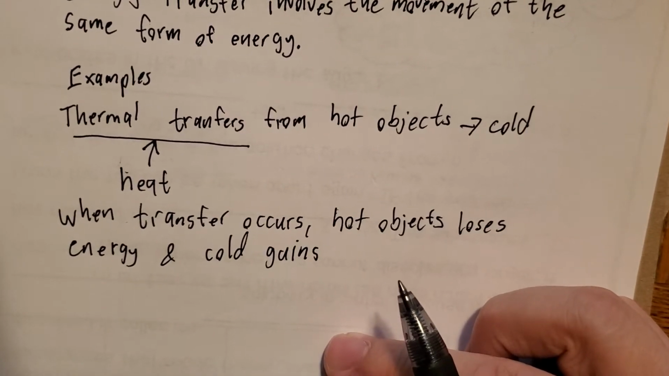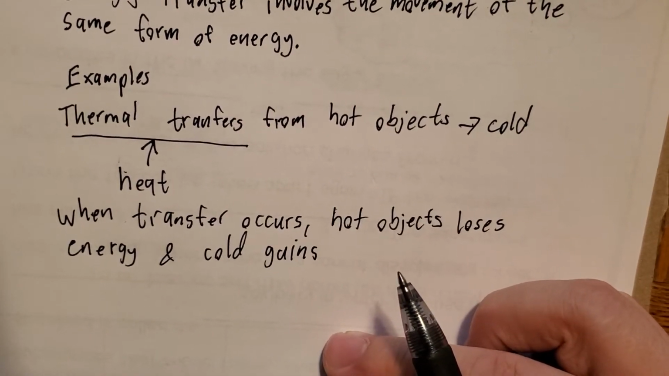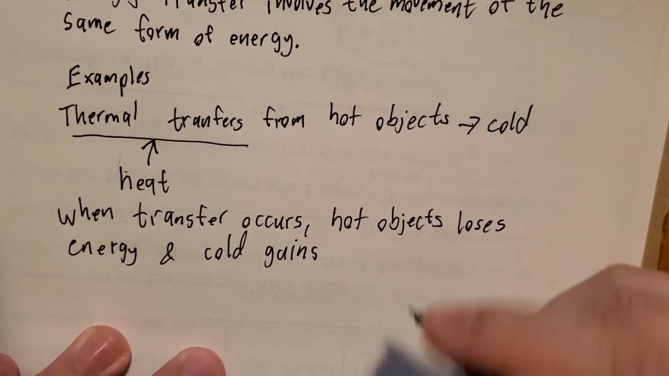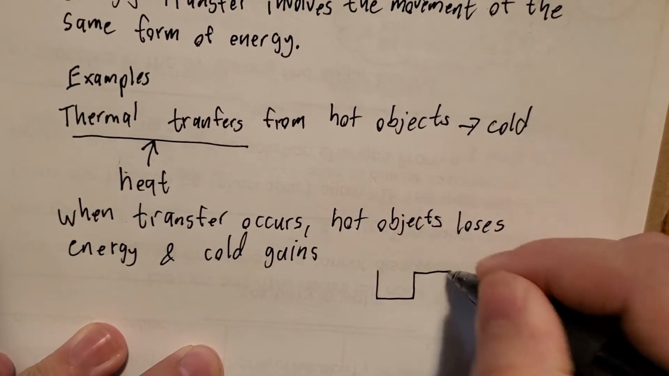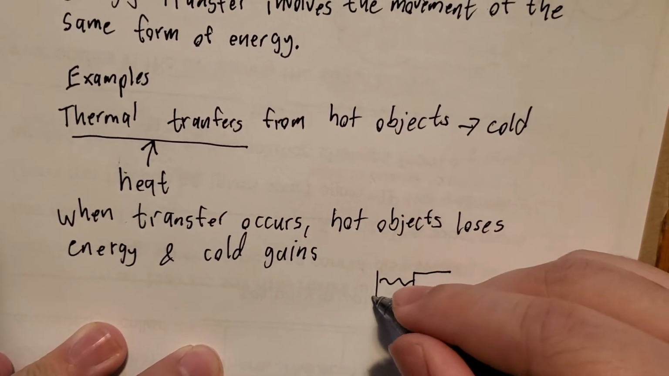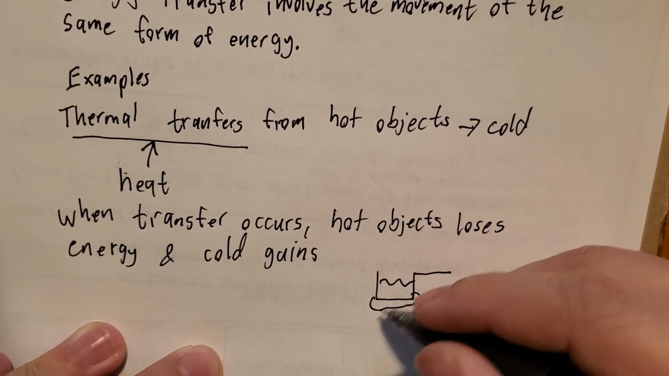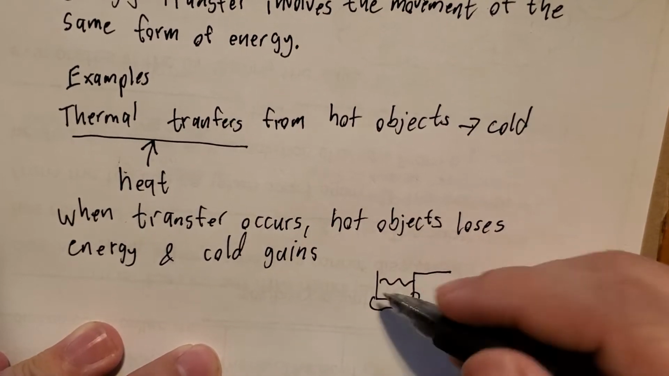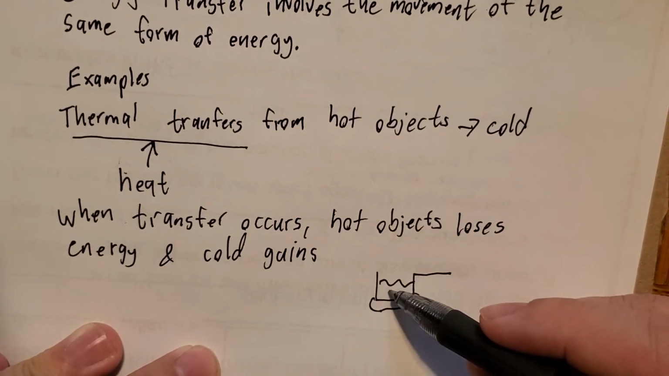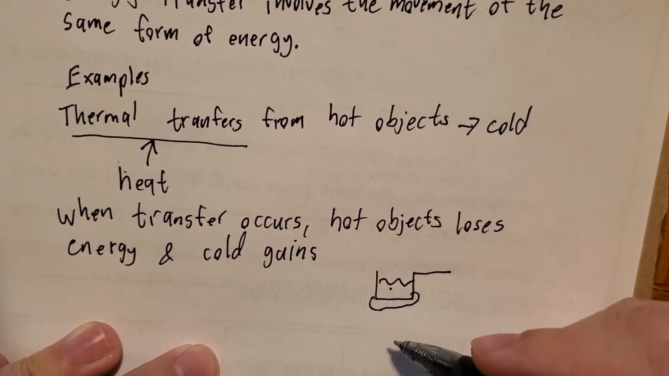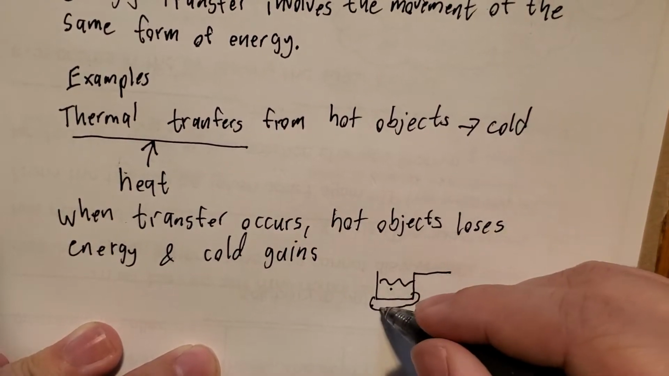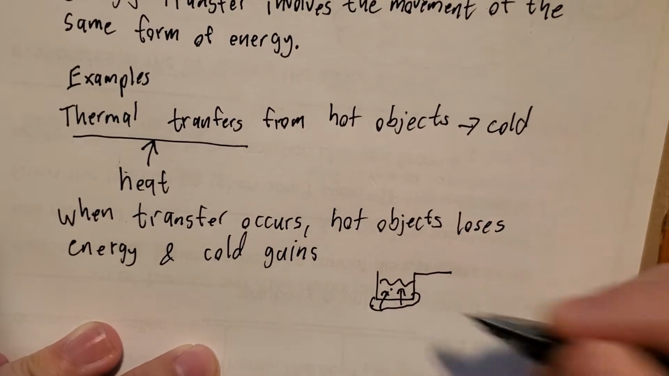A couple examples of this. With our stove warming up a pot of water, the thermal energy is transferred from the stove to the pot of water. If you have your pot full of water, and then you have your stove, you won't naturally have the heat or the thermal energy from the pot or the water going down into the stove. It goes up this way.